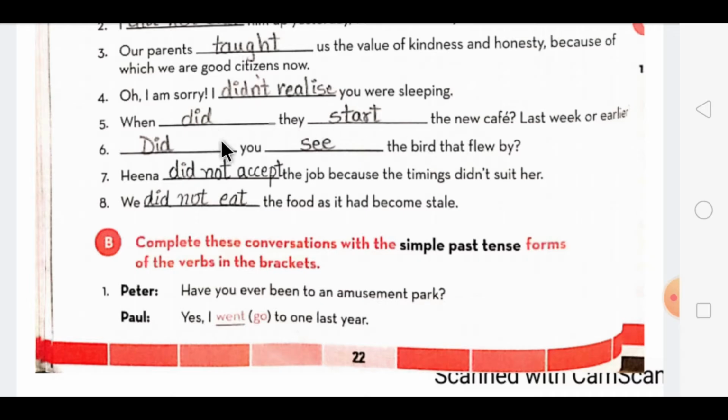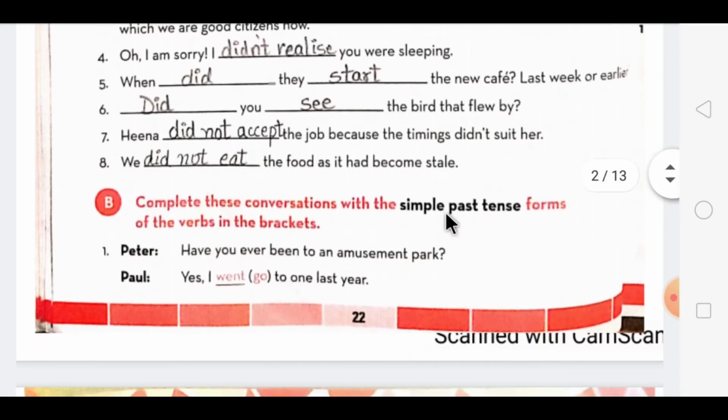See, children, whenever you are writing a question or a negative sentence in the past tense, the did form you have to use with the V1 form of the verb. Then the sixth one, again this is a question, so you will use did first: did plus subject plus V1 form of the verb. See the bird that flew by. Then the seventh one is a negative question, so the formation will be: Hina did not accept the job because the timings didn't suit her. The last one is also a negative one. So with the subject we will use did not eat the food as it had become stale.